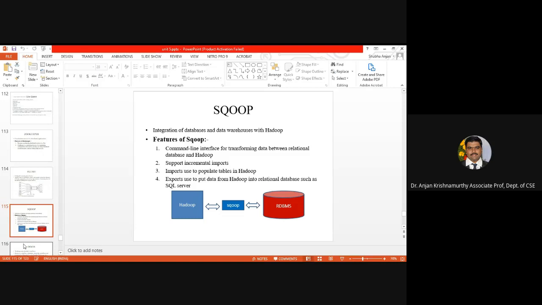It supports incremental imports. Imports are used to populate tables in Hadoop. Exports are used to put the data from Hadoop into a relational database such as SQL Server.